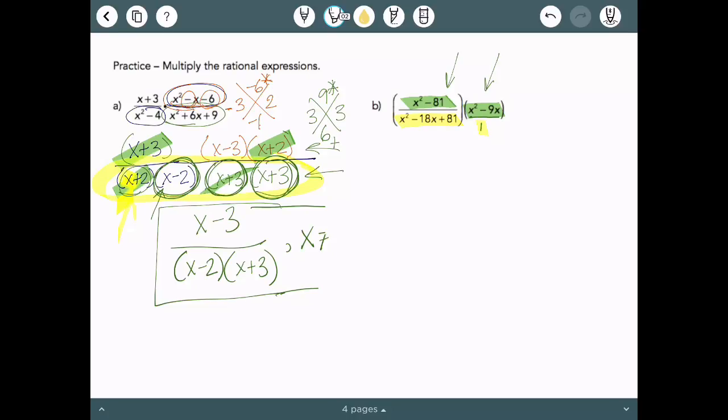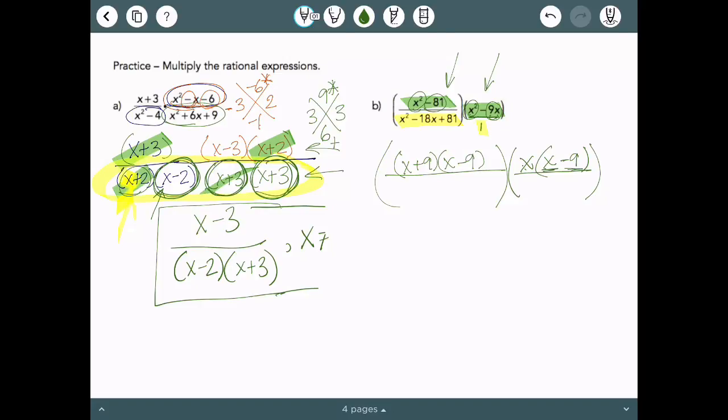So I'm going to factor the first one. As I'm factoring that, you see that it is the difference of squares. So x squared is x and x, negative 81 is positive 9, negative 9. Within my second parentheses on the numerator, I can see that I have an x in both cases. So I'm going to factor out that x, and I'm going to see x times what gives me x squared, that would be x, and x times what gives me negative 9x, that would be negative 9.